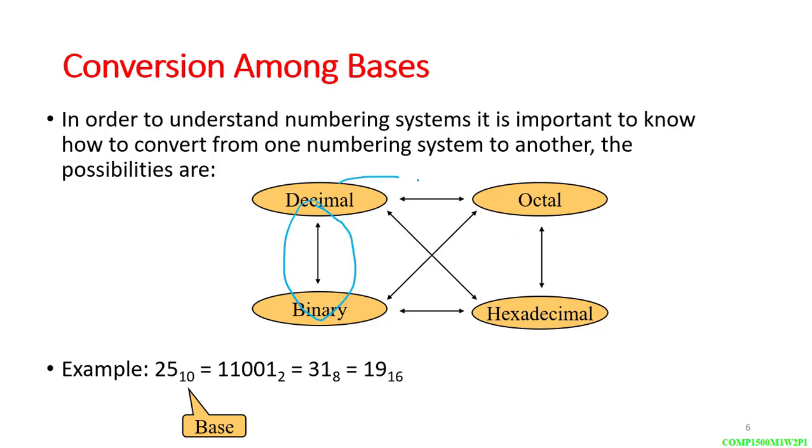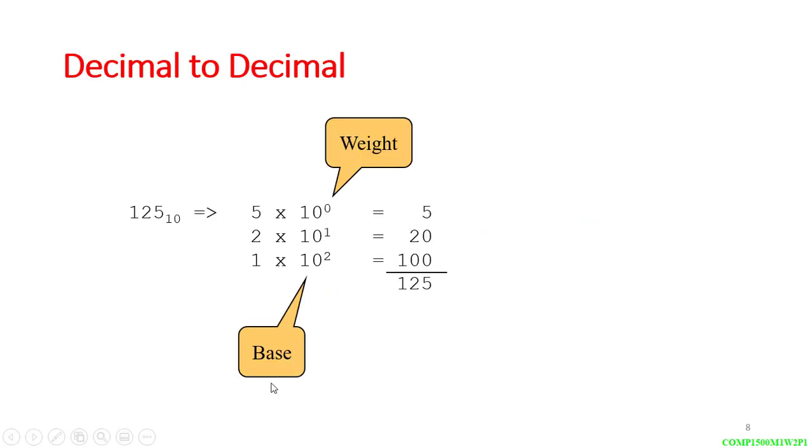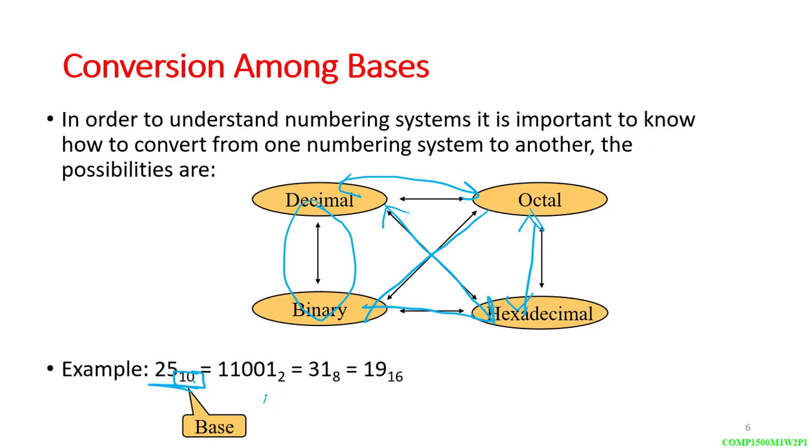Now, for example, if I say 25 in decimal, this is our base. So this is in decimal. Base 2 is binary. Base 8 is octal. And base 16 is what we call hexadecimal, or for short we write hex. So this is the base. 25 in decimal is 11001 in binary, is 31 in octal, and is 19 in hexadecimal. It is the same number.